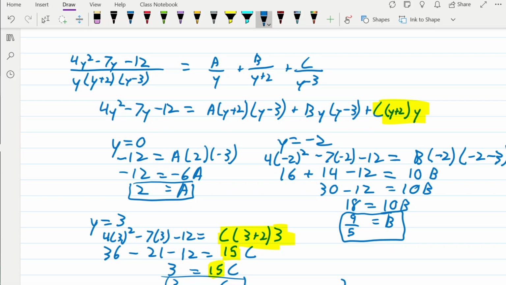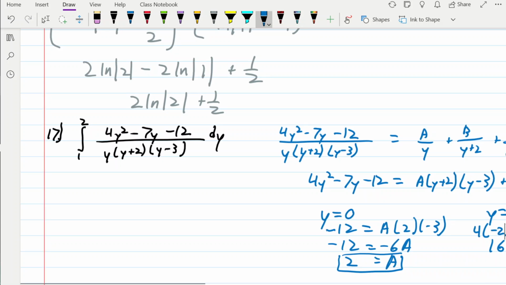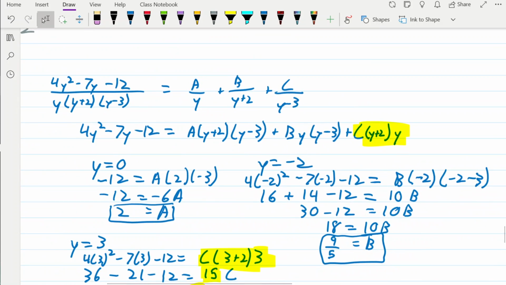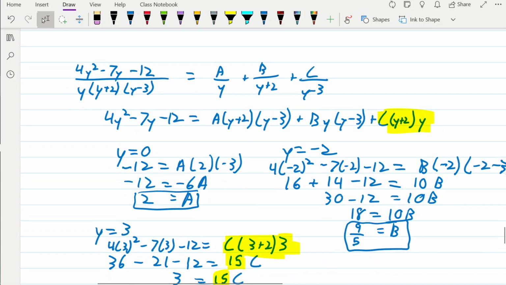Because for a, y plus 2, y minus 3, that all came from there. Y times y minus 3. Wait, for B, yep. And then for C, it was those two. I'll be honest with you, I don't know where I messed up. I might go and revisit this.